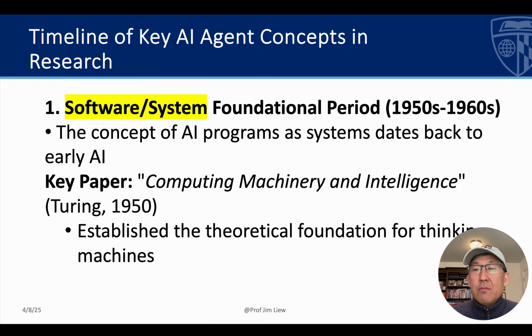So we know from the first class that the software systems foundational period started in the 1940s, 50s, and 60s. One of the important papers is by Alan Turing, Computing Machinery and Intelligence, and it establishes theoretical foundations for thinking machines. Everybody was trying to code these machines up and create programs. So these programs have been around since the 1950s.